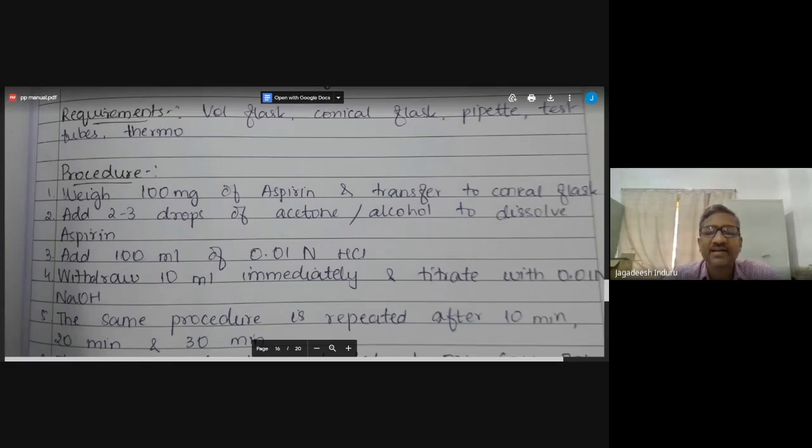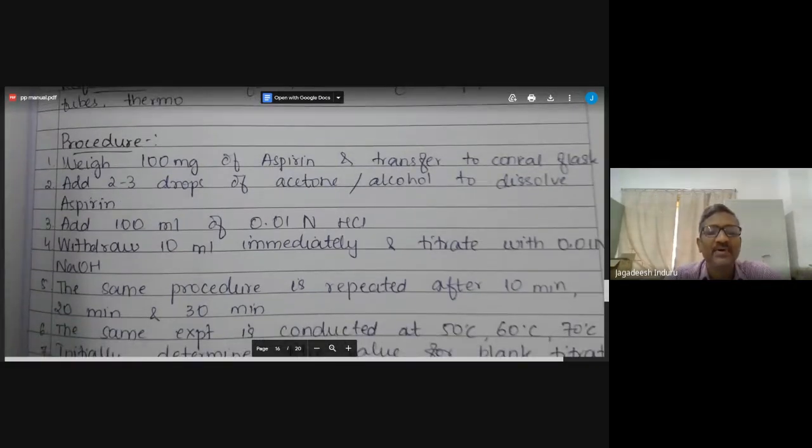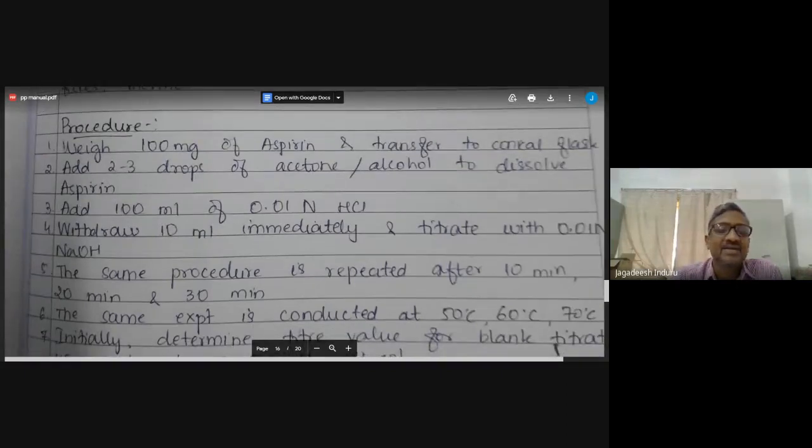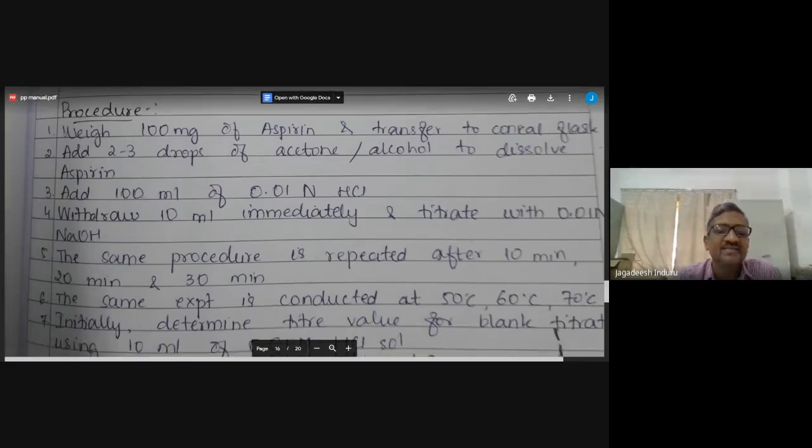After every 10 minutes, we are going to withdraw a sample at 10, 20, 30, and estimate how much alkali is consumed. Because HCl is added to the aspirin, acid hydrolysis will be present. Because of that, it degrades to acetic acid, so sodium hydroxide consumption will increase.